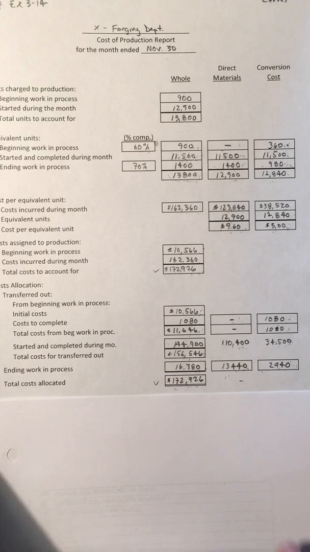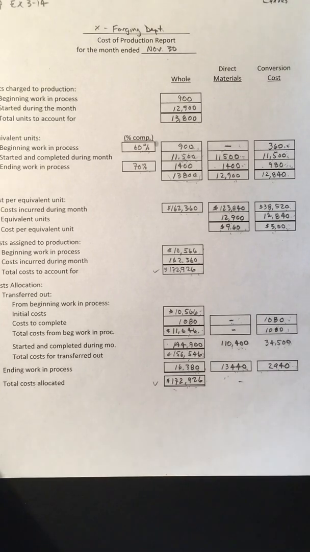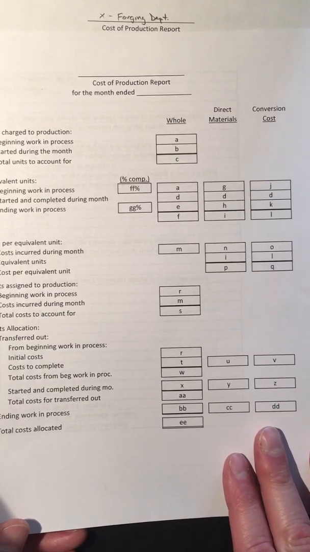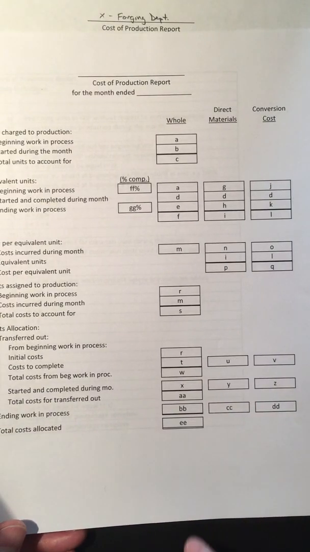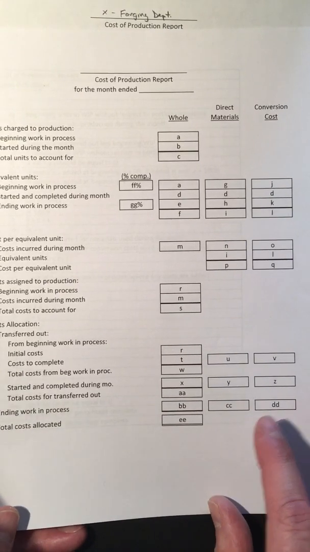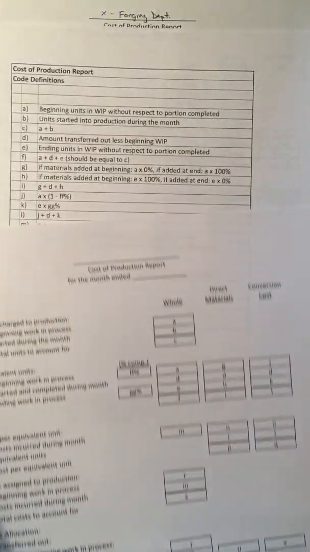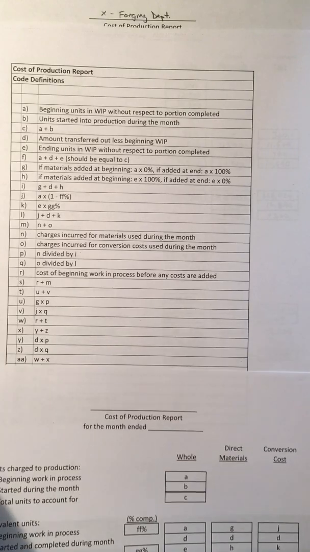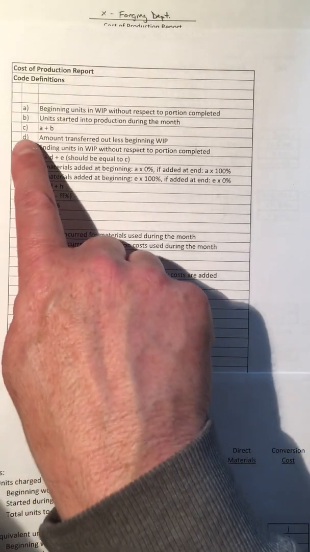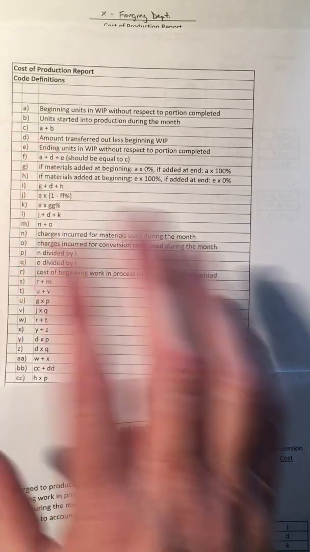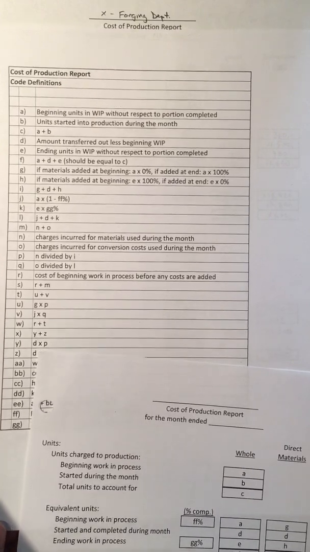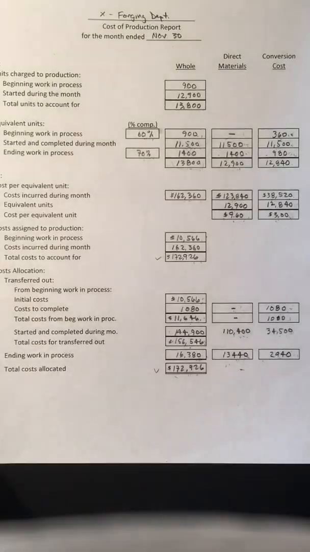So hopefully that was helpful to you. Please also note that I have a copy of the cost of production report on Canvas that has these letter codes for all of the different boxes. And then on the second page, it shows an explanation of what each of those letters stands for and what the math is. As an example, C equals A plus B, so you can figure that out. This might be helpful if you print this out and have it beside you when you're working through these problems.